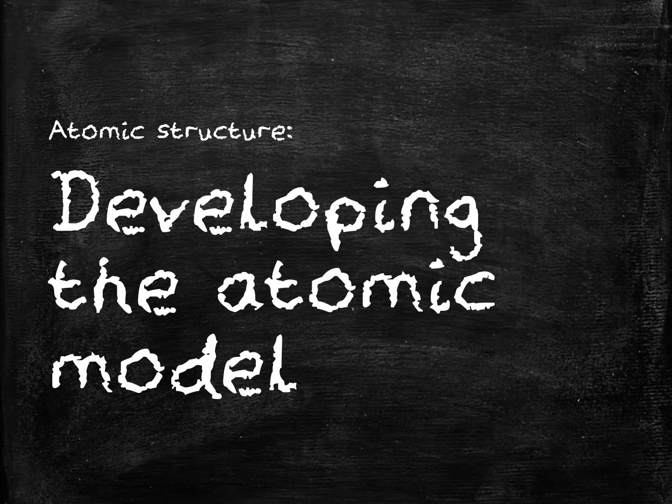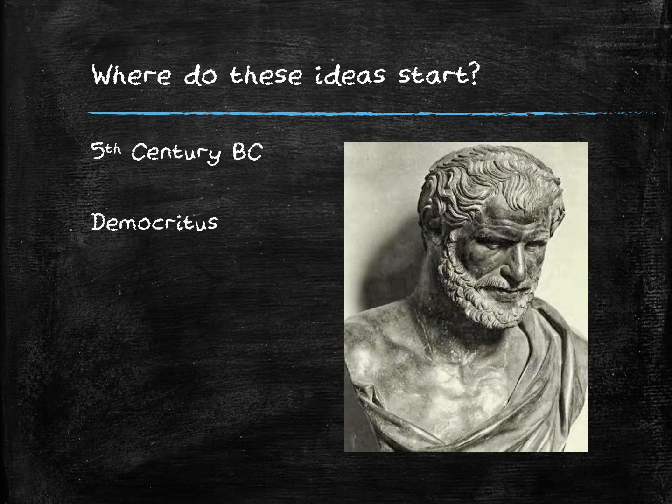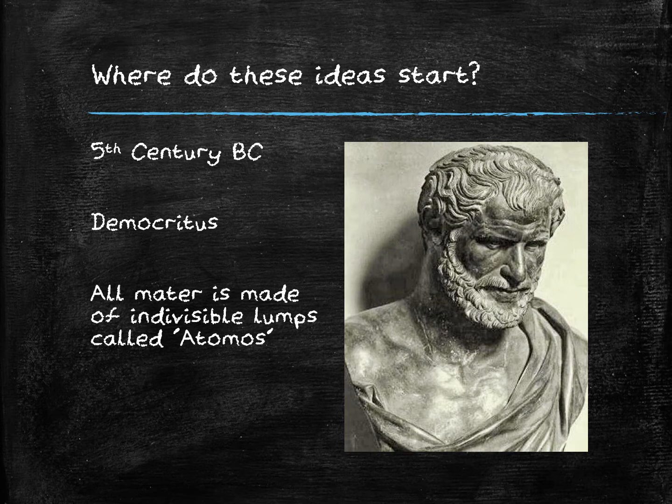Okay, so in this topic, atomic structure, we're now going to start by looking at the development of the atomic model, going from ancient history to where we are in the modern day. Back at the very beginnings of the ideas on this, we have 5th century BC, Democritus. Democritus came up with the idea that if you cut things down into smaller and smaller lumps, you'd eventually get to the point where you couldn't get any smaller, and he called those small indivisible lumps atomos.